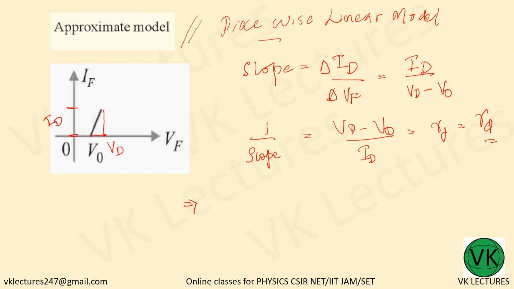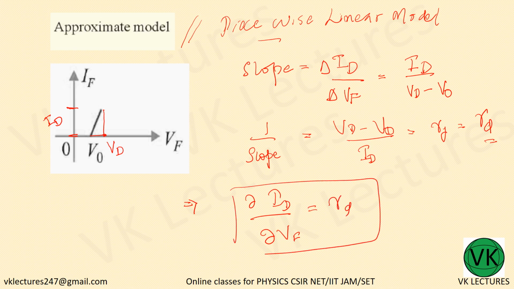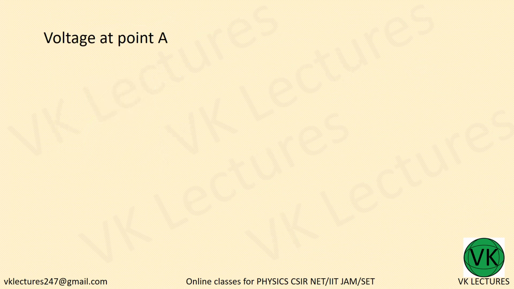Okay. Now you can also write dou ID divided by dou VF. This also you can write as RD. Sometimes in the question you can get ID as a function of VF. So what you have to do, you just have to differentiate with respect to VF. Okay, this is 1 by RD, not RD. Okay, and voltage between 2 points.